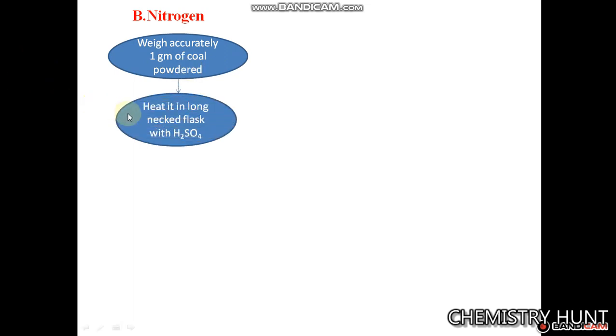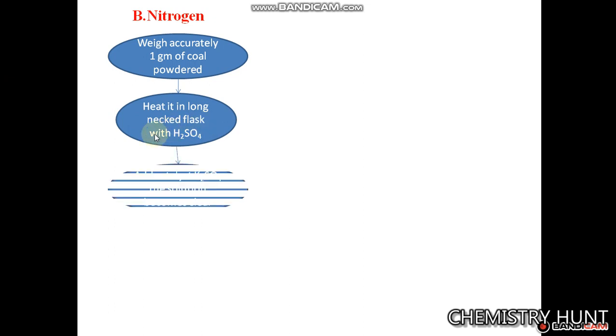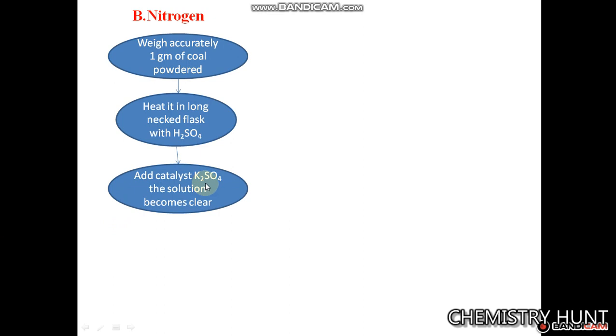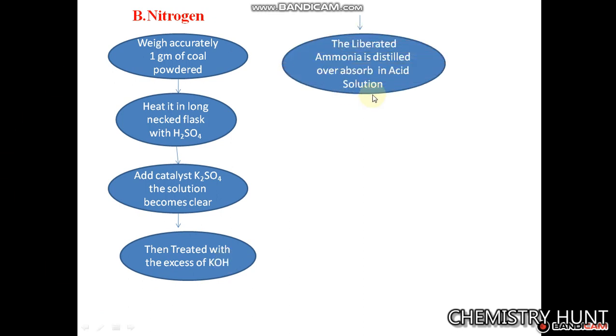The next we see is the nitrogen. In that, we have to weigh 1 gram of the coal powder. This coal powder is then heated in a long neck flask with H2SO4. Then we add a catalyst, that is potassium sulfate. After adding potassium sulfate, the solution becomes clear. Then it is treated with excess of potassium hydroxide solution. So when it is treated with potassium hydroxide solution, the ammonia is liberated and it is absorbed in the acid solution.